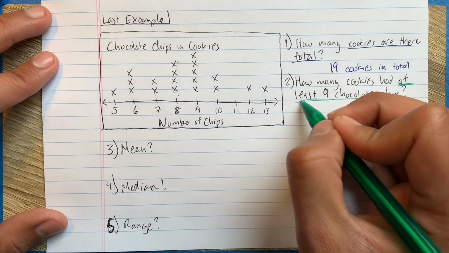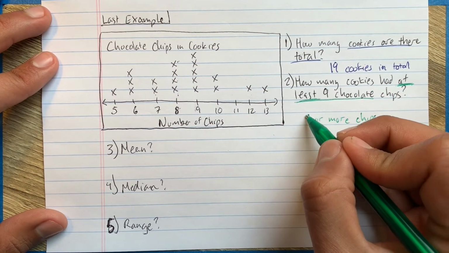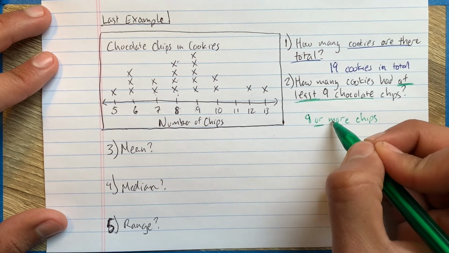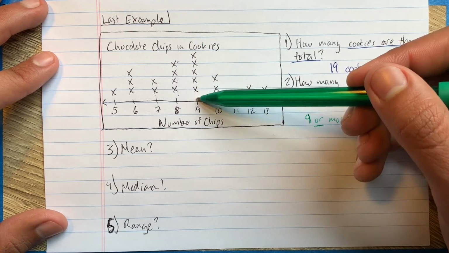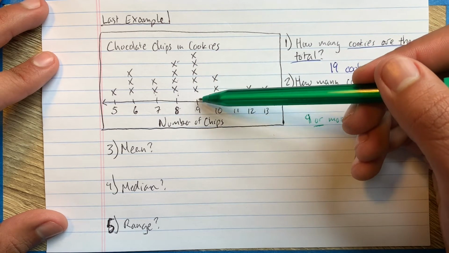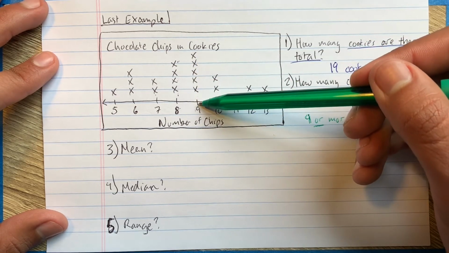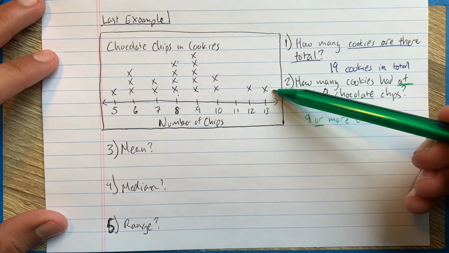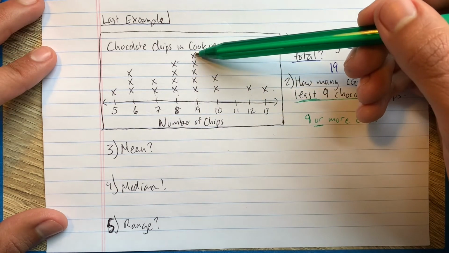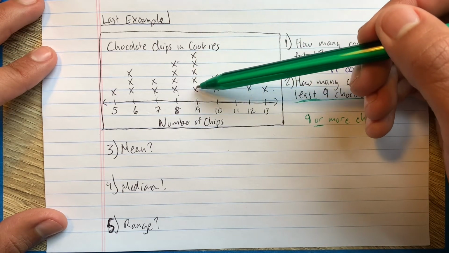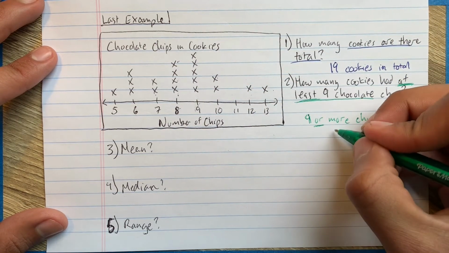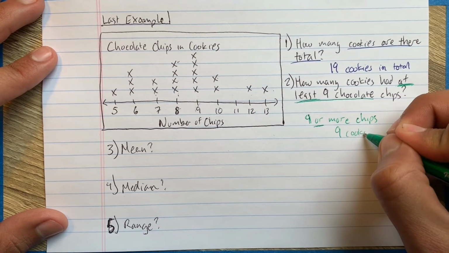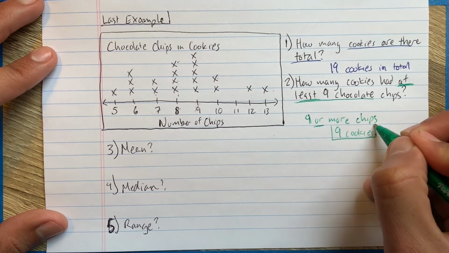The words "at least" mean we want to know 9 chocolate chip cookies or more. So in this case, we do want to count these values above the 9, because these cookies all had 9 chips, and then we also care about the number of chips above here. So let's start by counting these. 1, 2, 3, 4, 5, 6, 7, 8, 9. So actually 9 cookies had at least 9 chips or more.